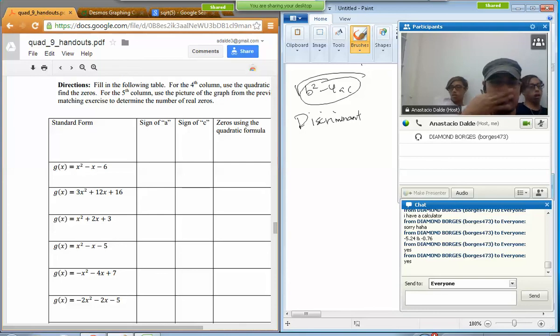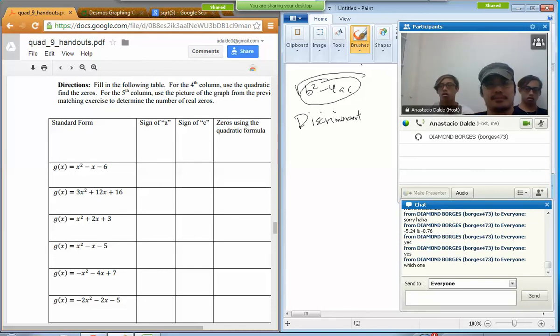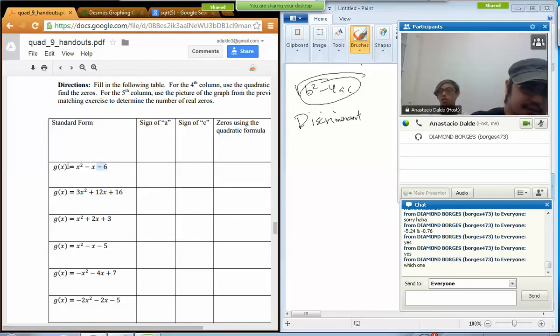What's the b? You tell me, is this going to have answers or is this not going to have any answers? The first one. Is that going to have two answers or no answers, no solution? Identify what is A, B, and C. Figure out what the stuff in the square root is.